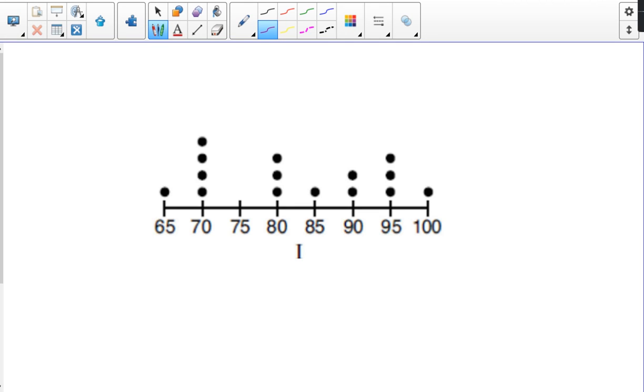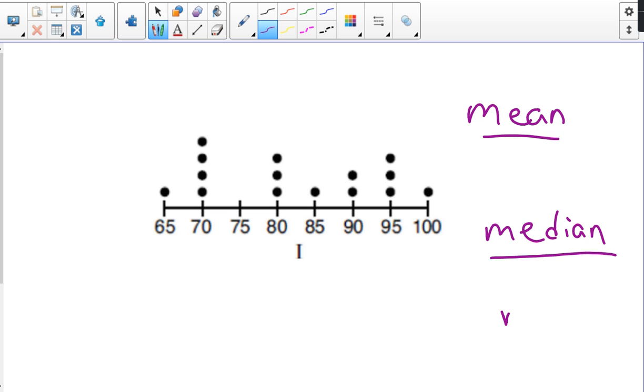In this video, I'm going to discuss the different things we did with dot plots. Okay, we kept it pretty simple. We discussed the mean, the median, and the mode.